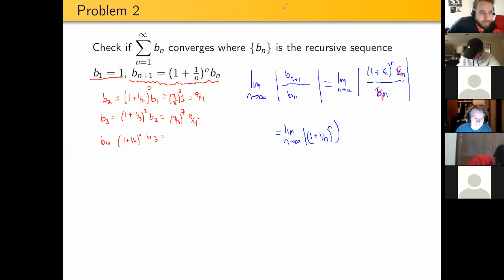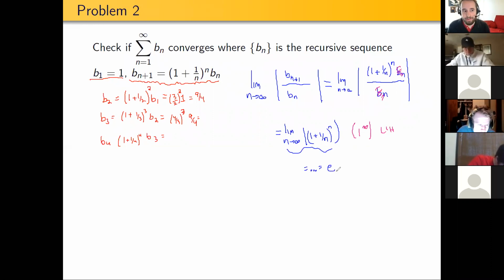This is one of our Calc 1 examples that we know and love. This is a problem that we can use L'Hopital's rule to deal with. This is of the form 1 to the infinity, and so we would apply L'Hopital's rule. And what we would ultimately see is, after lots and lots of L'Hopital work, this would end up equaling e, surprisingly enough. So that limit is equal to e.